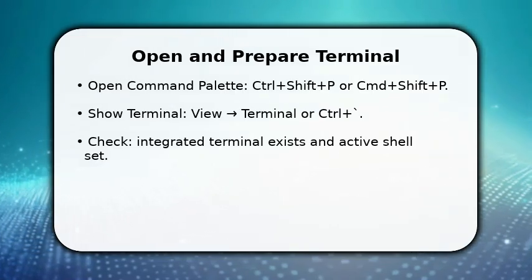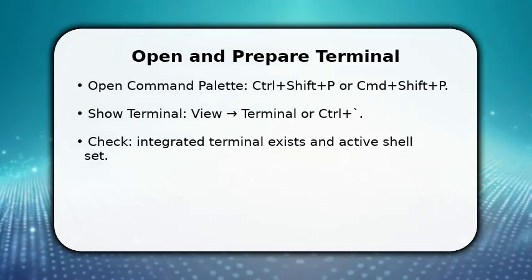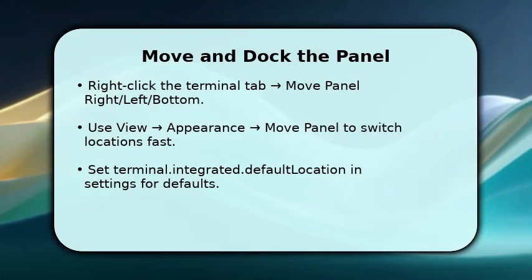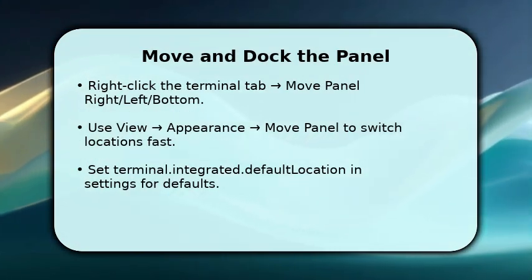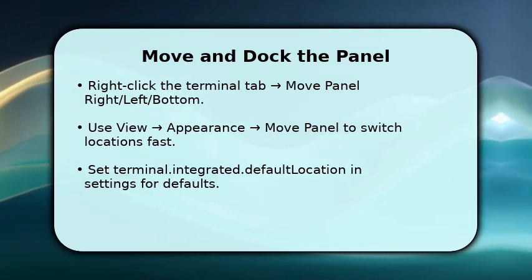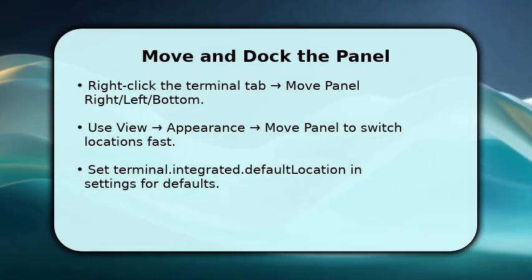Keep the panel visible while you make location changes, so you can see the effect immediately and revert quickly if needed. Next, you'll change the terminal position. Right-click the Terminal tab and choose Move Panel right, left, or bottom. This instantly docks it to that edge. Alternatively, use View, Appearance, Move Panel for quick access.